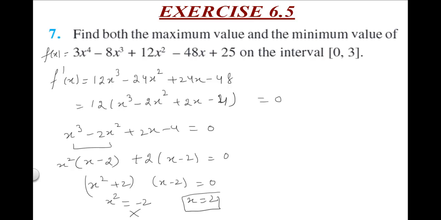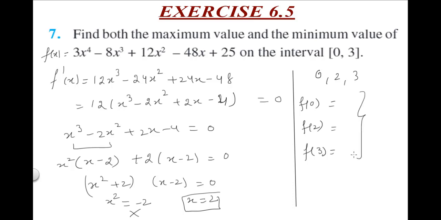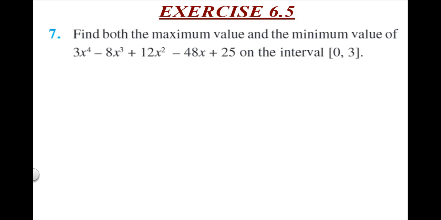So we have now three values which are 0, 2 and 3. So now f of 0 if we calculate, and we will be calculating f of 2 and f of 3. We are going to calculate these three values. The value that you get minimum will become the minimum value, and the value that you get maximum out of these three will become the maximum value of the function given. Right? I think you can complete this question. Now let us go to another question.